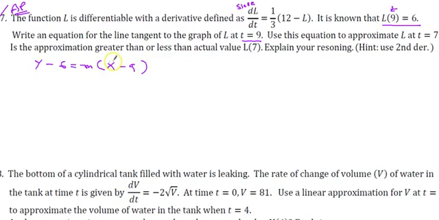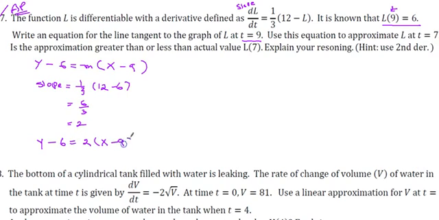So the slope is 1/3 times (12 minus 6), which is 6 over 3. The slope is 2. So my equation of the tangent line is y minus 6 equals 2 times (x minus 9). This is my equation of the tangent line. Okay, so that's the first part.